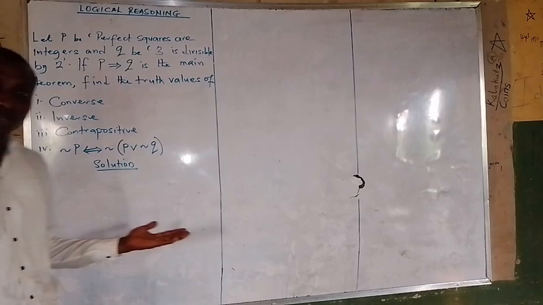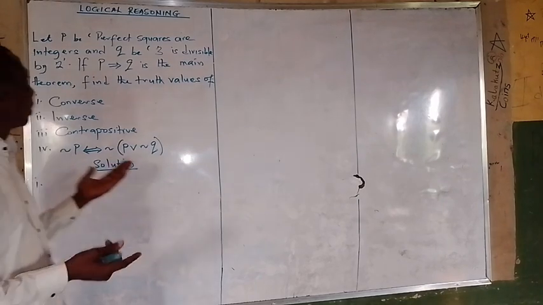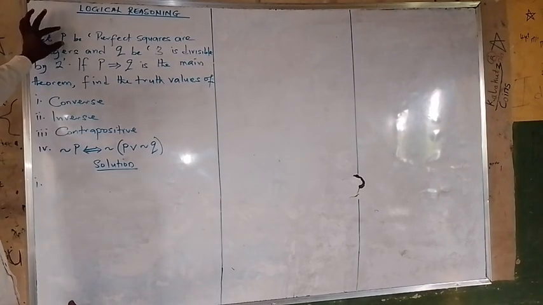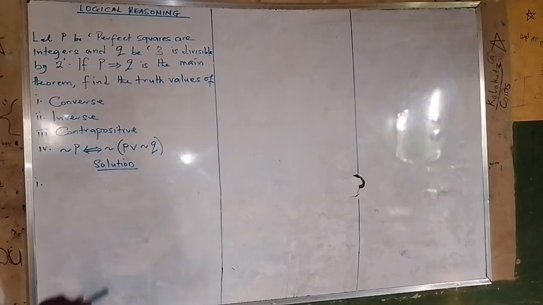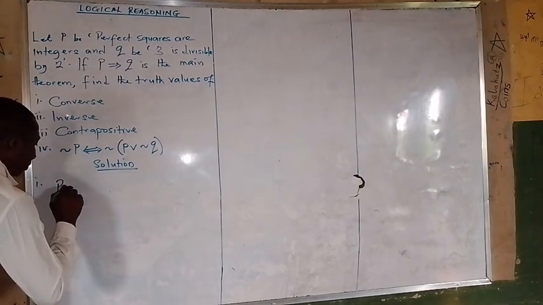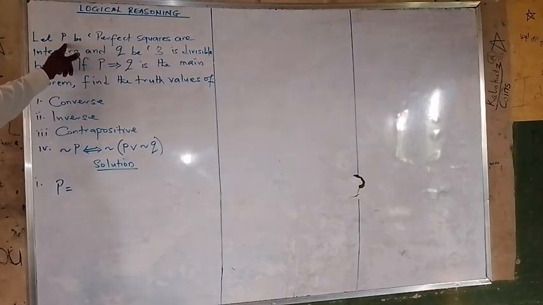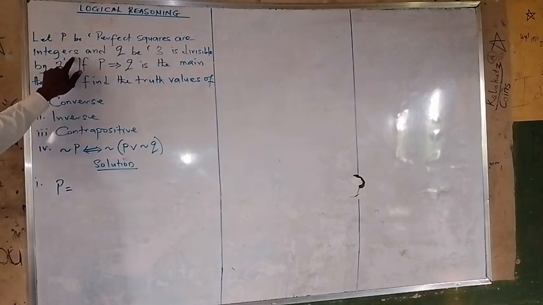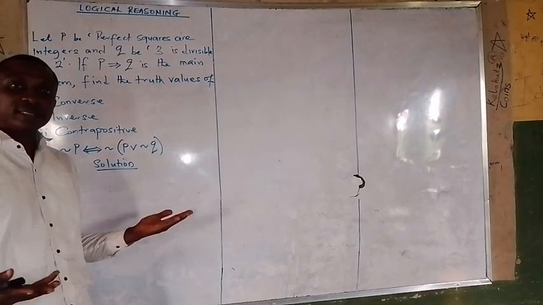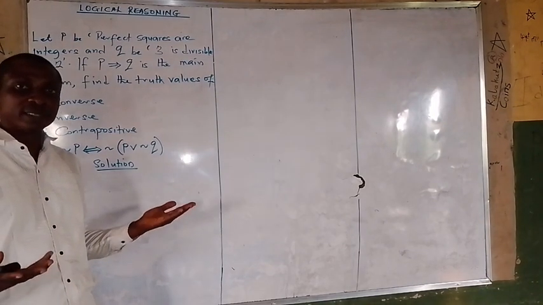Now, to solve this question, the first thing is to get the truth value of the two statements we have here, statement P and statement Q. Now, statement P: what is the truth value? Perfect squares are integers. It is true that perfect squares are integers.